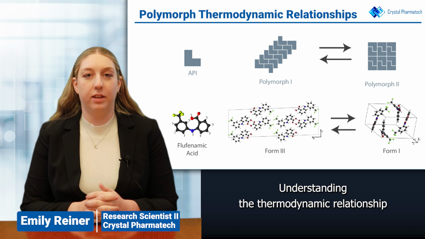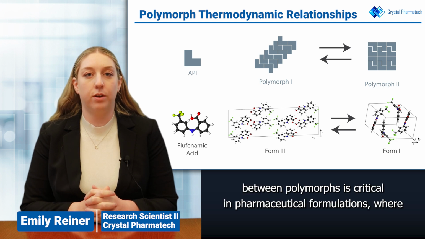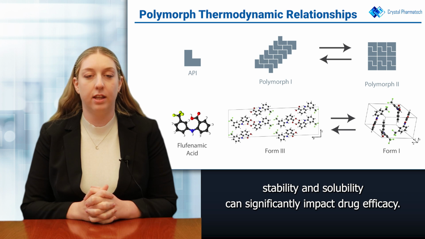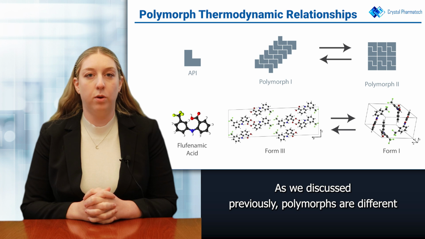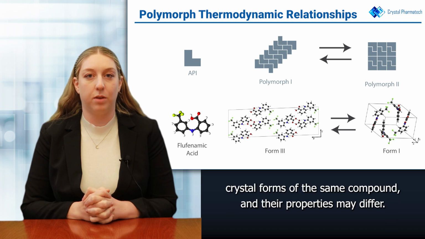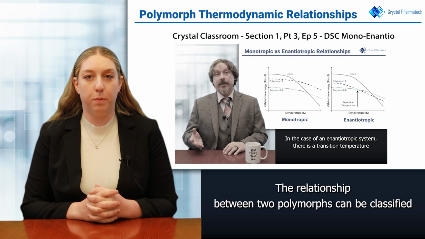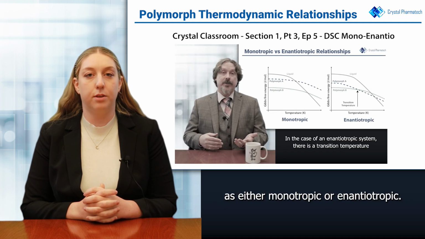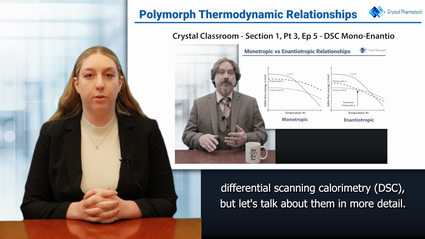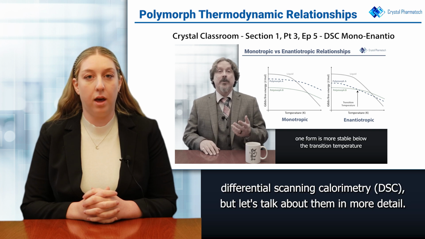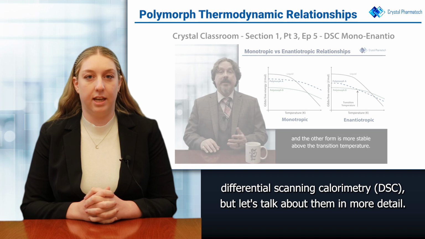Understanding the thermodynamic relationship between polymorphs is critical in pharmaceutical formulations, where stability and solubility can significantly impact drug efficacy. As we discussed previously, polymorphs are different crystal forms of the same compound, and their properties may differ. The relationship between two polymorphs can be classified as either monotropic or enantiotropic. We previously discussed how to determine this relationship using differential scanning calorimetry, but let's talk about them in more detail.